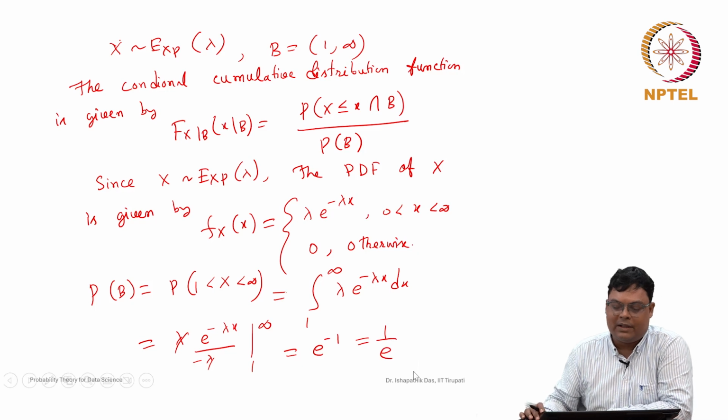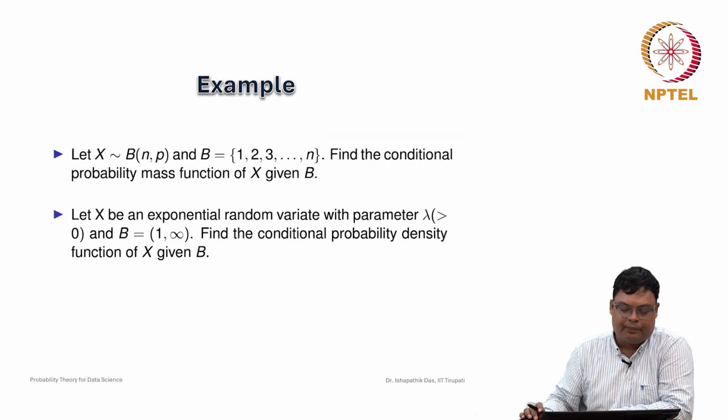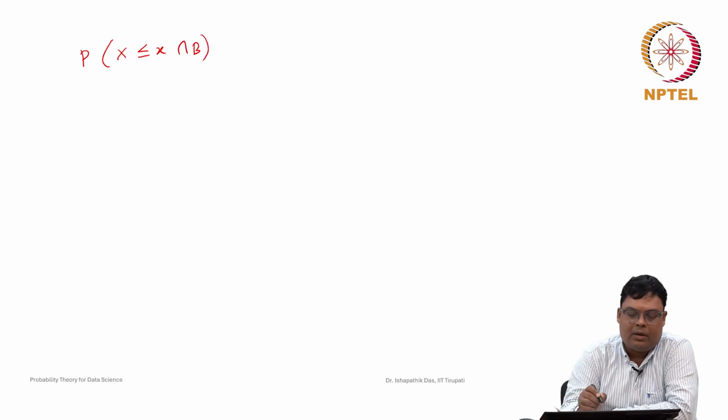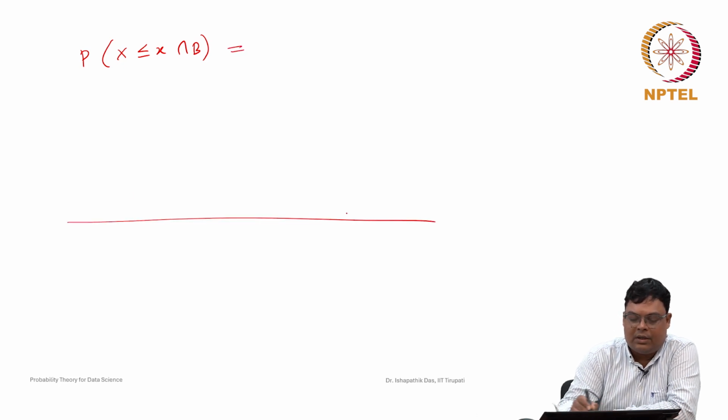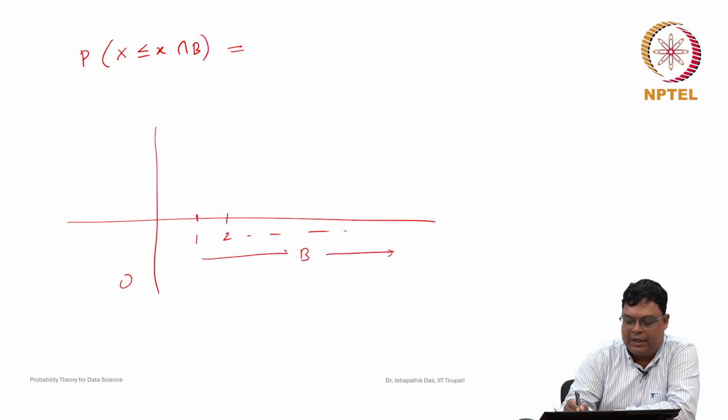Now, what will be the probability of X less than or equal to x intersection B? Note that X is a positive random variable, taking only positive numbers. B is the set 1 to infinity, and x is any value.